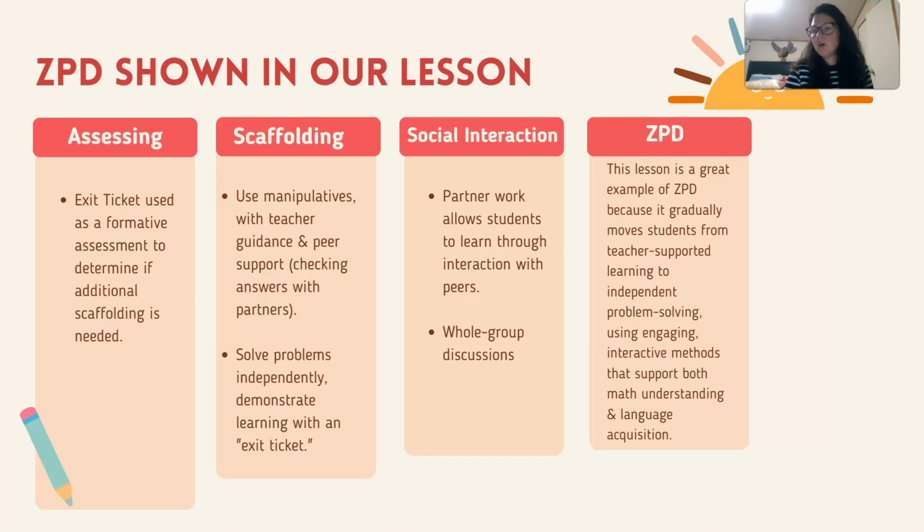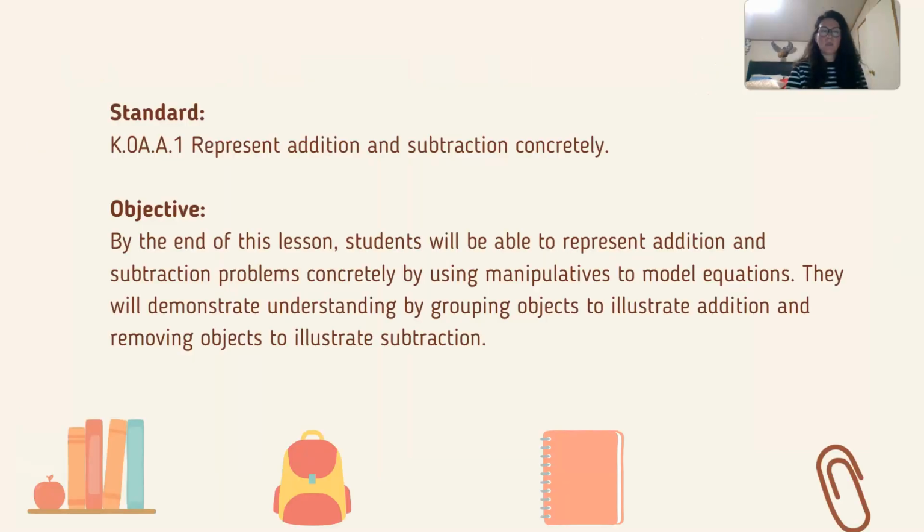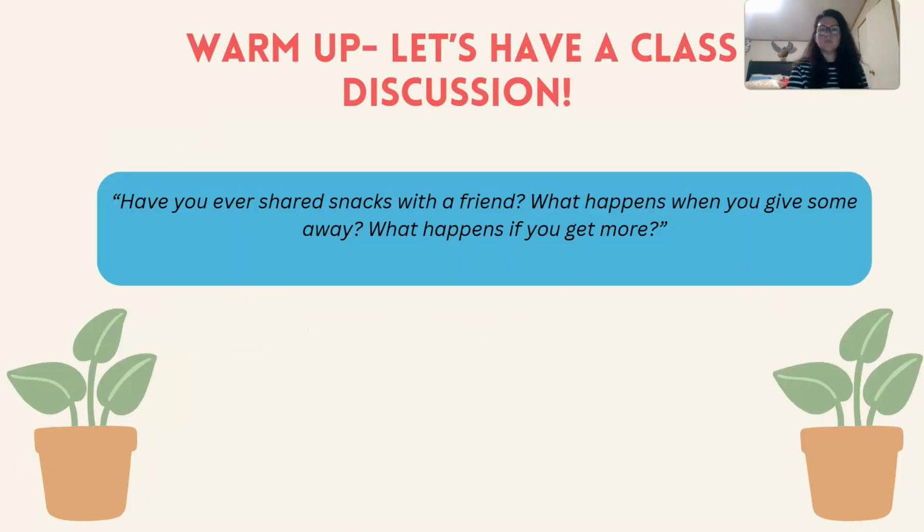This lesson is a great example of the zone of proximal development because it gradually moves students from teacher-supported learning to independent problem solving using engaging interactive methods that support both math understanding and language acquisition. The standard that we are going to be teaching today will be to represent addition and subtraction concretely. The objective is by the end of this lesson, students will be able to represent addition and subtraction problems concretely using manipulatives to model equations. They will demonstrate understanding by grouping objects to illustrate addition and removing objects to illustrate subtraction.